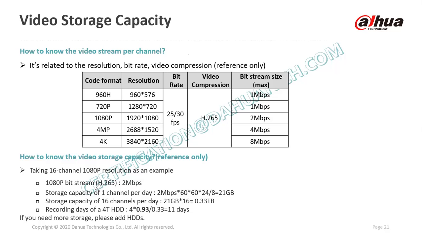So you can see how you can arrive at how long your hard disk will last, so that you can make suggestions to the customer. If you're doing continuous recording, how long will a hard disk of 4 terabytes last? We say 4 divided by 0.33, so you have 11 days. A 4 terabyte hard disk will last 11 days for 16 cameras of 2 megapixels recording continuously.